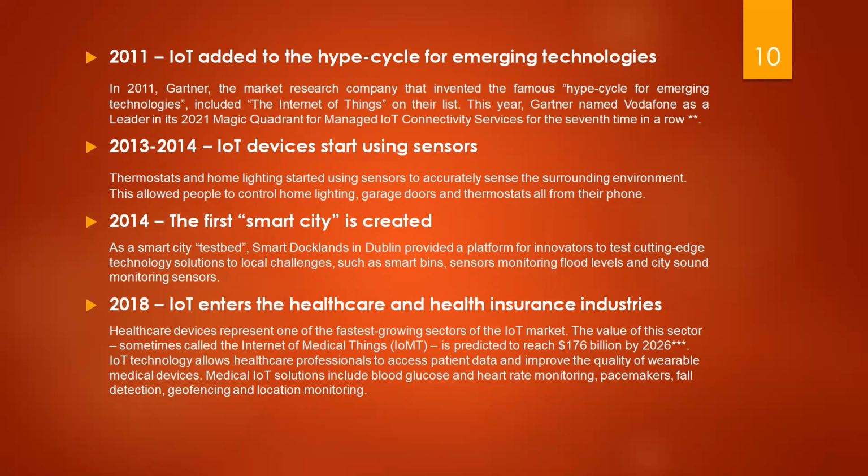Now, in 2018, IoT enters the healthcare and health insurance industries. Healthcare devices represent one of the fastest growing sectors of the IoT market. The value of this sector, sometimes called the Internet of Medical Things, is predicted to reach 176 billion by 2026. IoT technology allows healthcare professionals to access patient data and improve the quality of wearable medical devices. Medical IoT solutions include blood glucose and heart rate monitoring, pacemakers, fall detection, and many more scenarios.